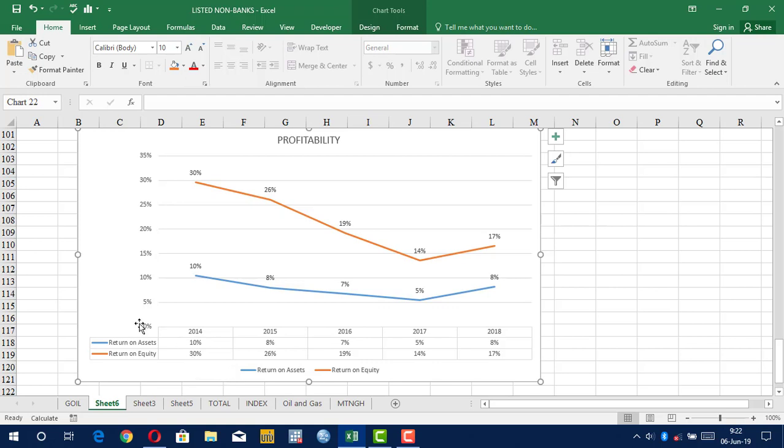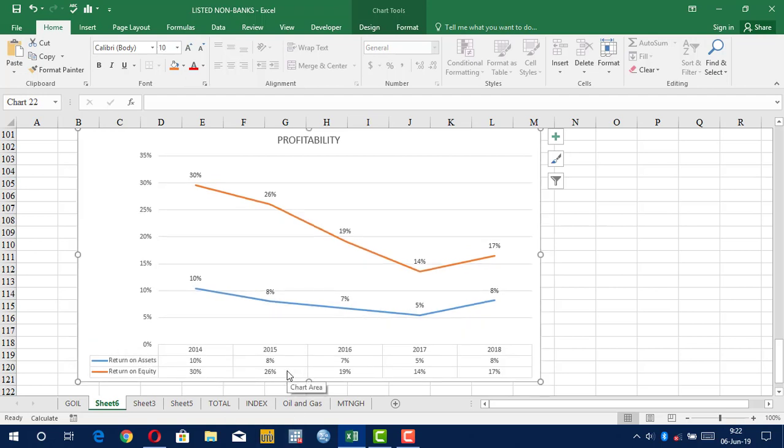The return on assets tells us how efficiently or how prudently the management is utilizing their assets to generate revenue in the organization.